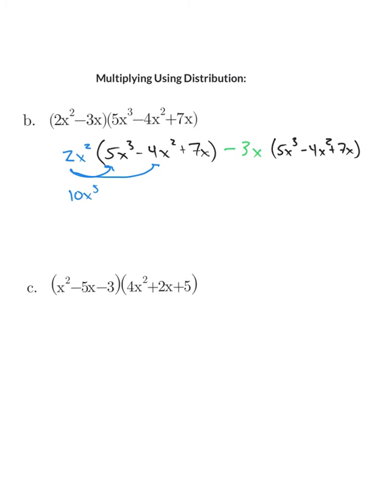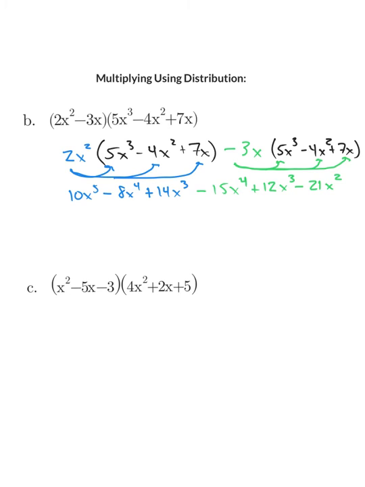2x squared times negative 4x squared is minus 8x to the fourth. 2x squared times 7x is 14x cubed. For the second part, we get minus 3x times 5x cubed is minus 15x to the fourth. Negative 3x times negative 4x squared is plus 12x cubed. And negative 3x times 7x is minus 21x squared.